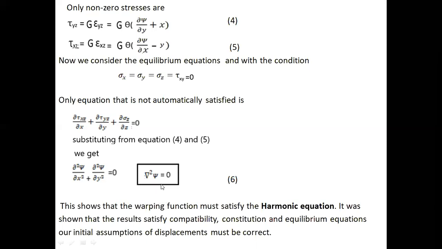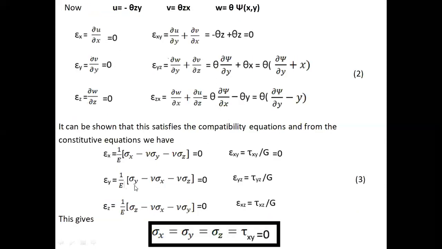And it was shown here that the compatibility, constitutive, and equilibrium equations are all satisfied if we make sure that this Laplacian of psi is equal to 0, or this harmonic equation is satisfied. So what this means is that for any torsional problem, we have to satisfy this harmonic equation. Okay? So far, let's go through this.